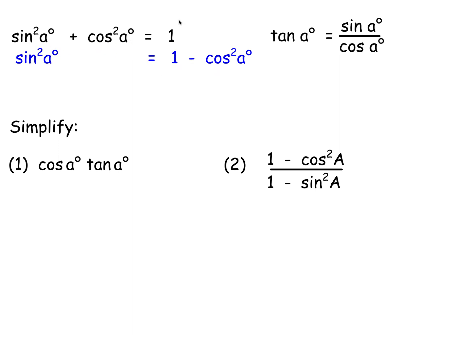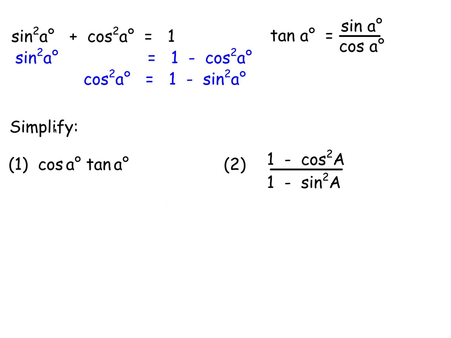Could have taken the sine squared A to the other side, and I would have got cos squared A equals 1 minus sine squared A. So they can be used as well. It's just this form rearranged. So these 4 things you now see get used in proofs.